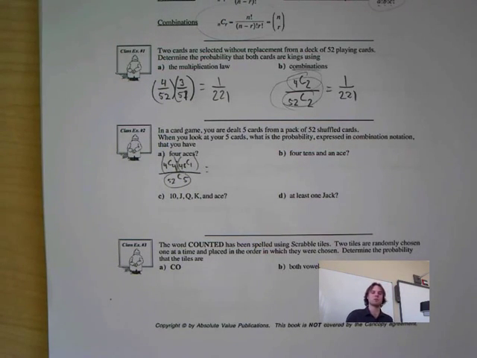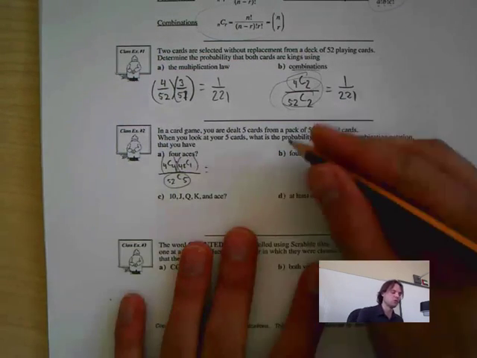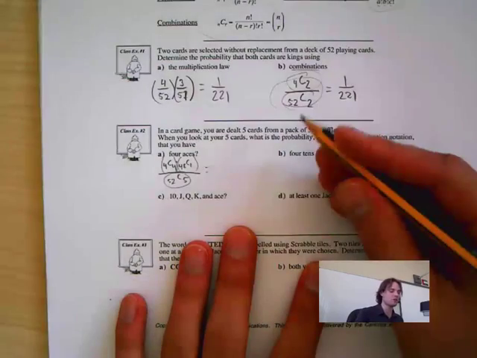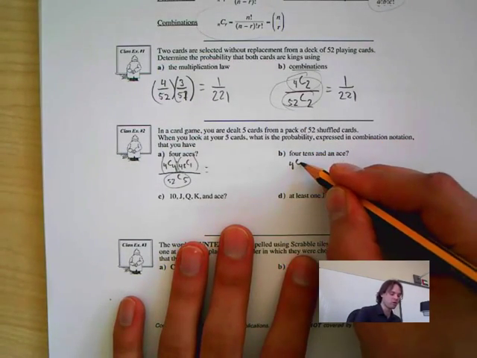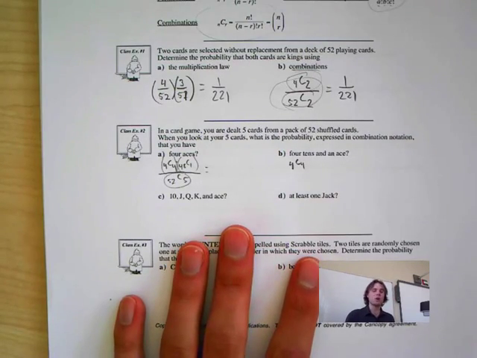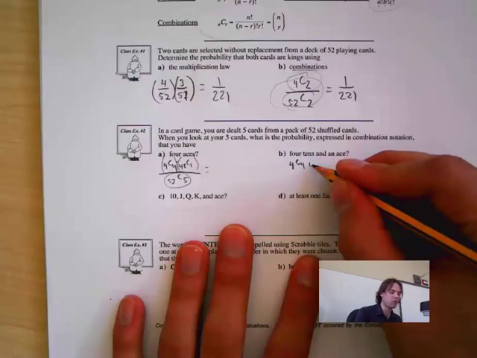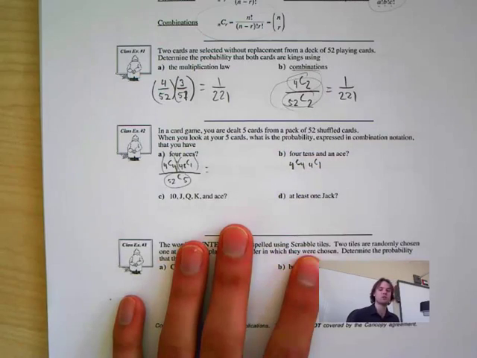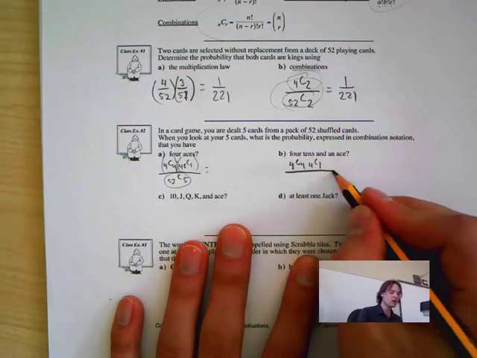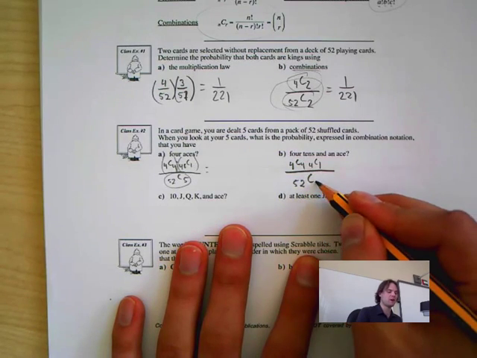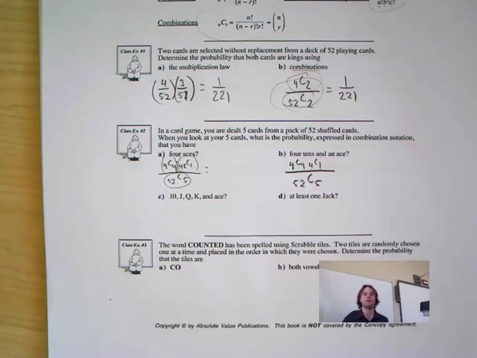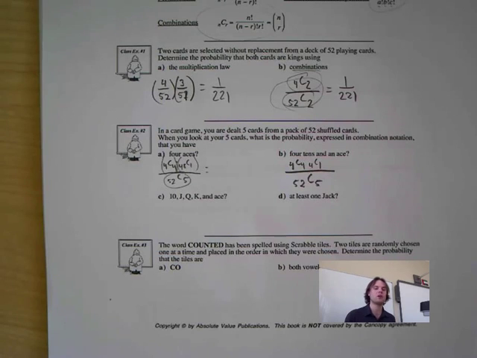Now let's look at the next one. It says 4 10s and an ace. How many 10s are there in a deck of cards? There are 4 10s. How many are we looking at? We want all 4 of them in our hand, and we also want an ace. So out of 4 aces, we only want 1. Once again, we're choosing a 5-card hand out of the total 52 cards. Those are all possible 5-card hands.